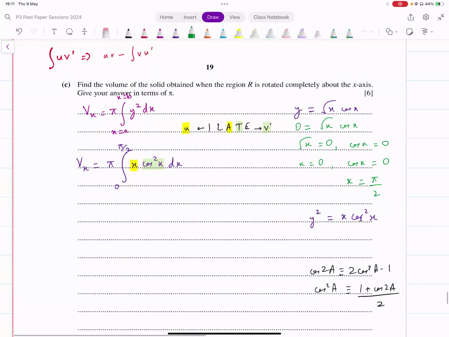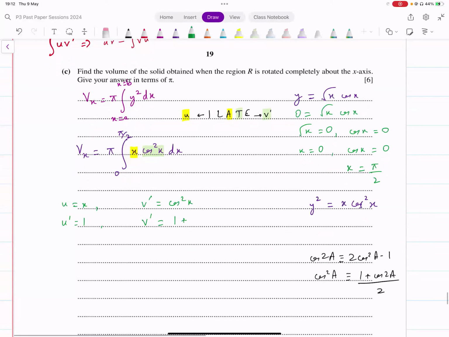Let's write that here. u is x, v dash is cos square x. What's u dash? That is 1. What is v going to be? What's the integration of this? For integrating this, we should first write this in that form.